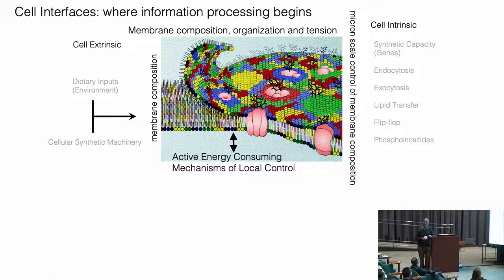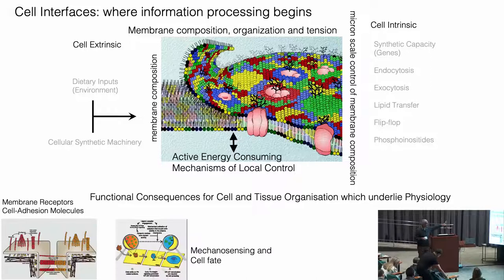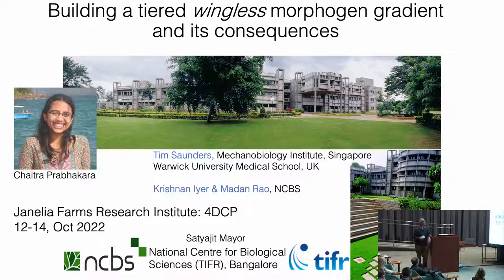But what we would like to ask is, what are the functional consequences of such cell and tissue organization, which underlie the generation of physiology. I've been working on very small scales, on membrane receptors, cell adhesion molecules, understanding how cells undergo mechanosensing, and now I'm going to talk to you a little bit about tissue scale patterning. The work is about building a tiered wingless morphogen gradient and its consequences for building a robust gradient. The work is almost entirely that of Chetra Prabhakara, who is a finishing graduate student in the lab, in collaboration with Tim Saunders for some work, and with my close friend and collaborator, physicist Madan Rao, and his student, Krishnan. So let me start.